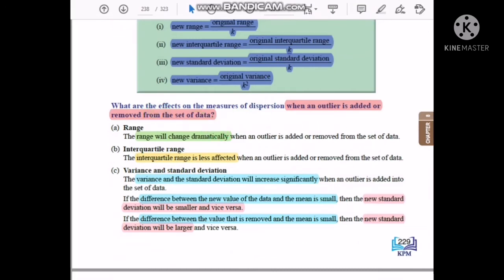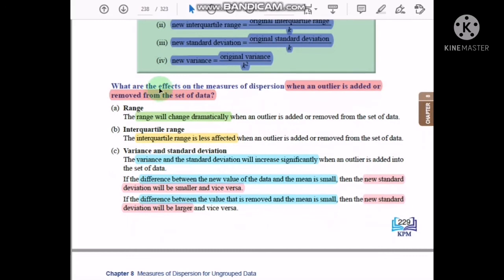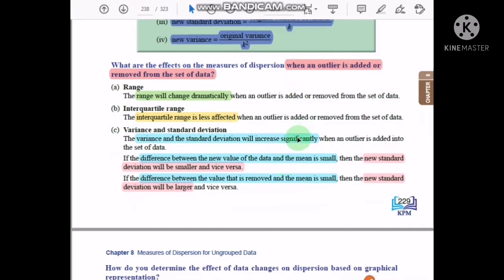Okay, class. Now we go to the next one. What is the effect on the measures of dispersion when an outlier is added or removed from the set of data? An outlier, or extreme value, is added or removed. So what will happen to the range? The range will change dramatically. The interquartile range will also change, but it is less affected. For variance and standard deviation, they will increase significantly when an outlier is added into the set of data.